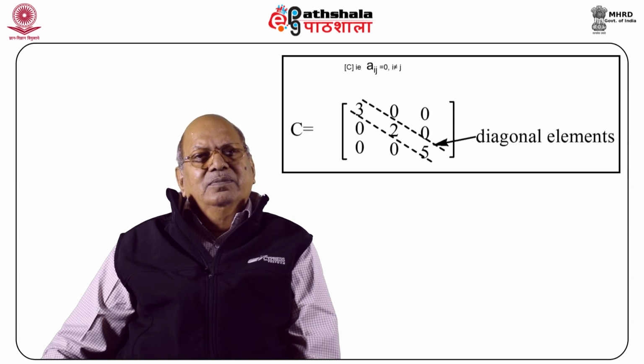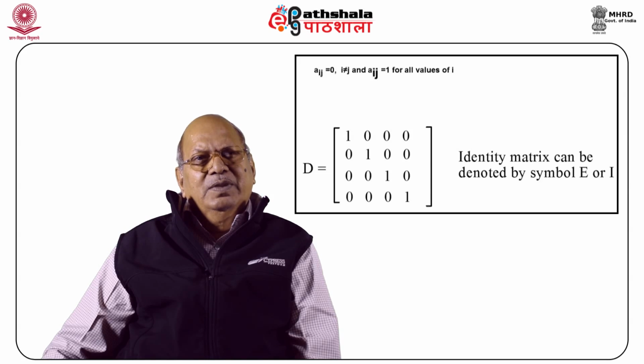Then we come to the diagonal matrix. A diagonal matrix is a square matrix in which all off-diagonal entries are 0 and only the diagonal entries are non-zero, such as in matrix C, where Aij = 0 for i not equal to j. 3, 4 and 5 are the diagonal elements. One or more, or even all, of the diagonal entries can be 0.